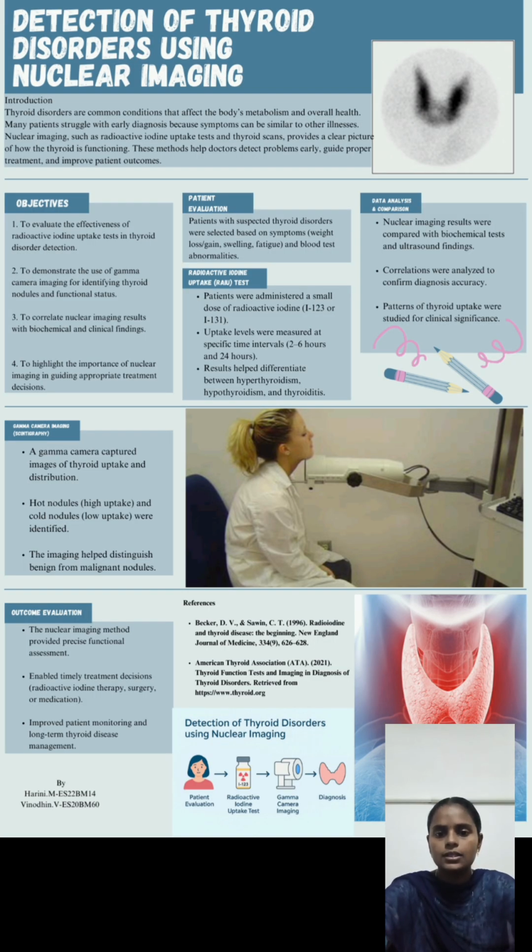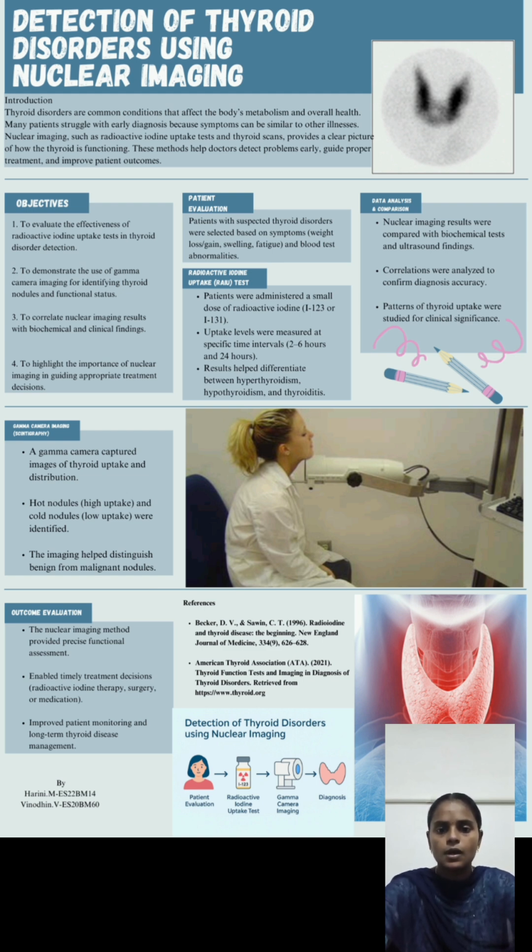Already we know the detection of thyroid disorders using nuclear imaging. We have two tests. The first one is the radioactive iodine uptake test and gamma camera imaging. In the radioactive iodine uptake test, a small amount of radioactive iodine is given to the patient. It is measured at specific time intervals, between 2 to 6 hours and at 24 hours. The results help differentiate between hypothyroidism, hyperthyroidism, and thyroiditis.